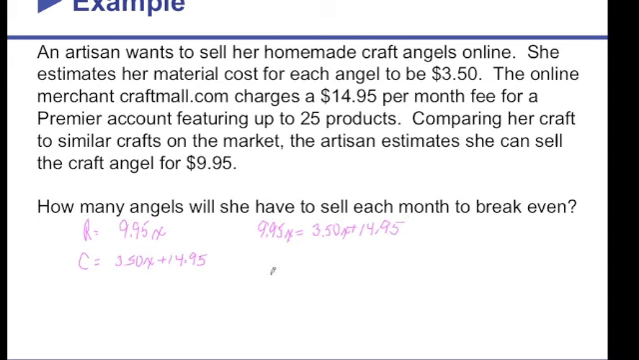Solving this equation, we'll subtract the 3.50x from each side, and we'll get 6.45x equals 14.95. And when we divide by 6.45, x turns out to be 2.317 to 3 decimal places. Well, you can't sell part of an angel. People aren't going to be happy with just that part. So she is going to have to sell 3 angels to break even. She may even have a little bit of a profit from that.